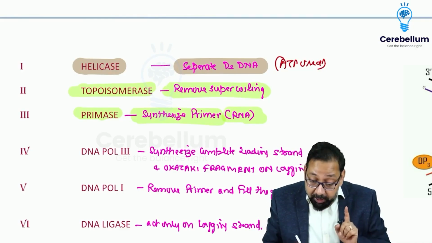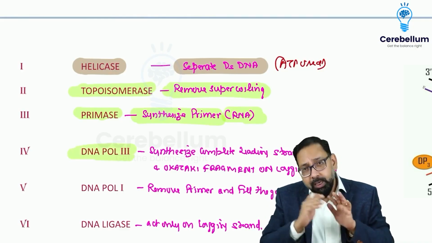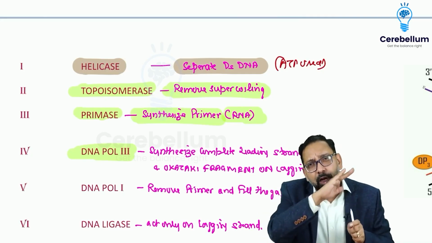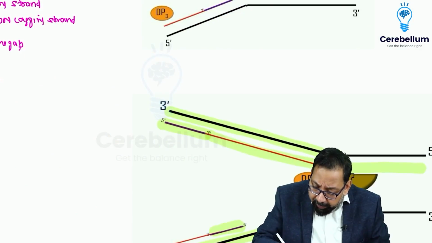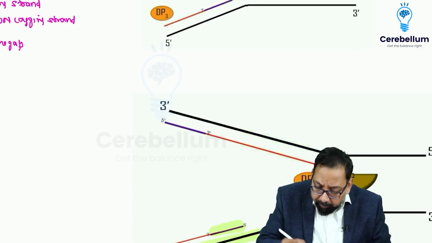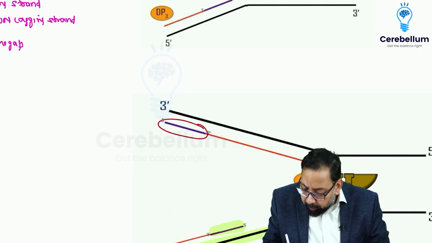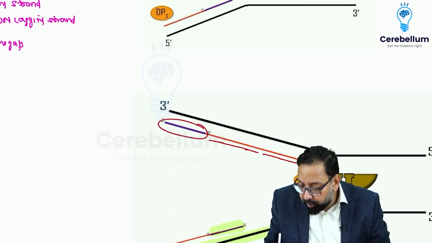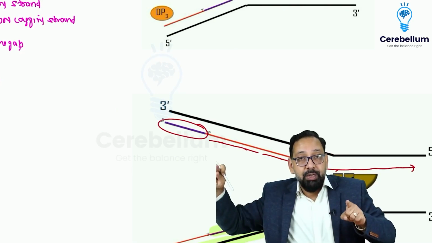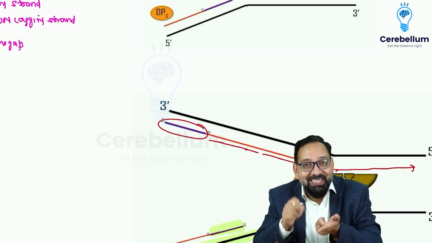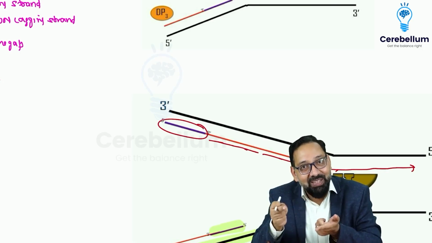The next enzyme is DNA polymerase 3. DNA polymerase 3 will come and will synthesize the complete leading strand. Means on the leading strand, we attach only one primer, and after attaching this primer, DNA polymerase 3 will synthesize the complete leading strand continuously. That's why it is leading. It is doing the work continuously.